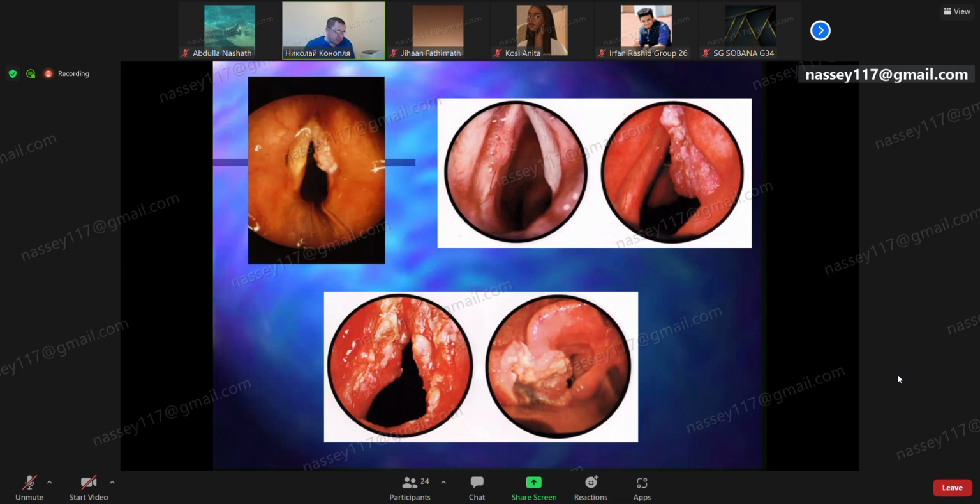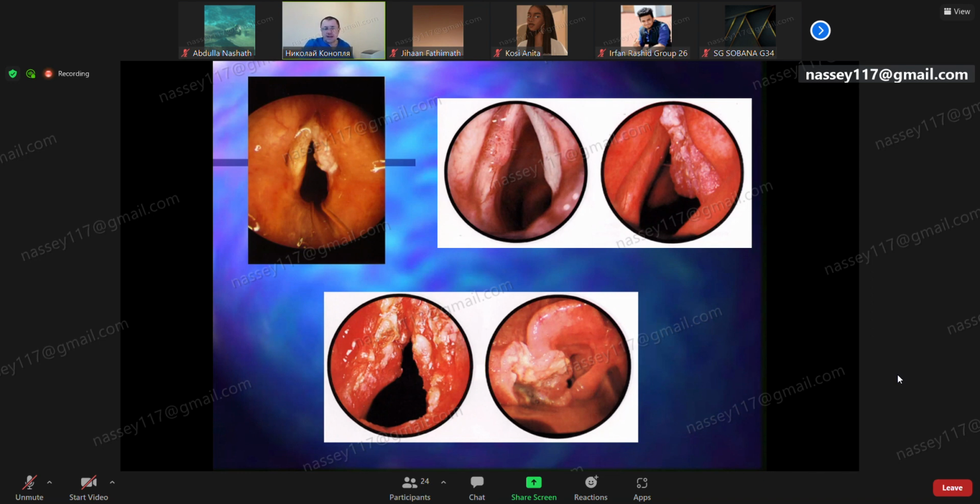First, let's talk about TNM classification, TNM classification of laryngeal carcinoma. Here it's very important because we have too many patients with laryngeal carcinoma. TNM: T is tumor, N is nodes, regional lymph nodes, M is metastasis. T can be T1, T2, T3, T4.